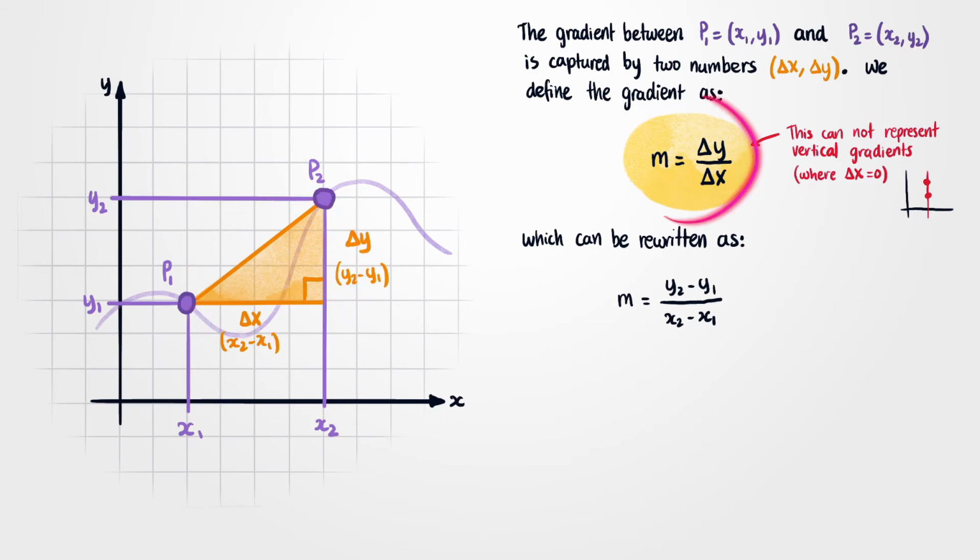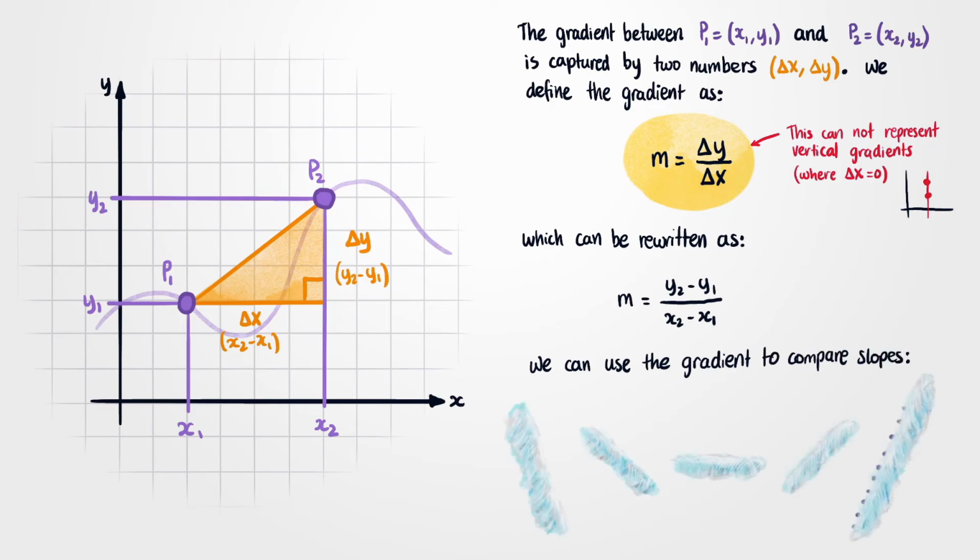Now the great thing about actually writing the gradient like this is that it allows us to compare different slopes by just looking at the value of the gradient. Now in this example, we move across by 1, but we go down by 3, which immediately means that change in y over change in x is just -3. Now in the next example, we move across by 1, but we go down by 2. This means that the gradient is just -2.